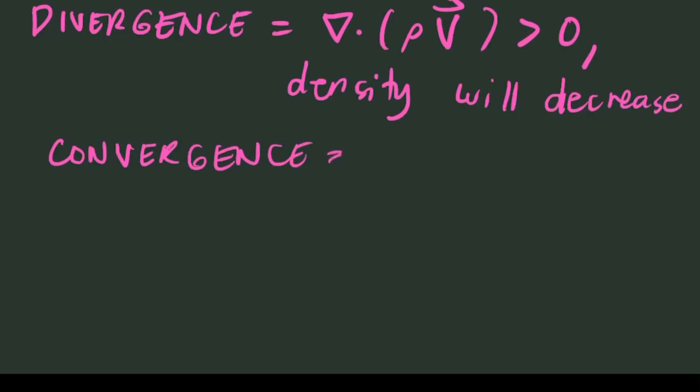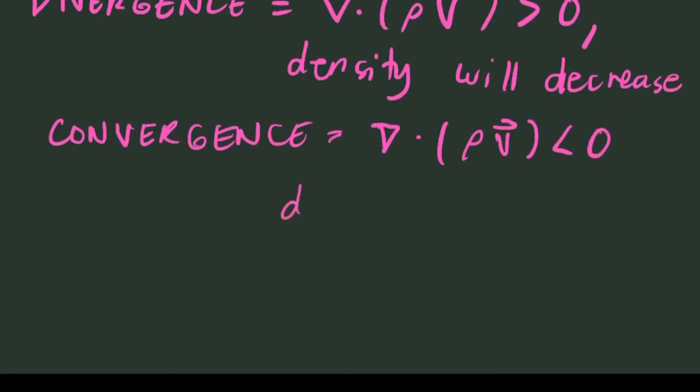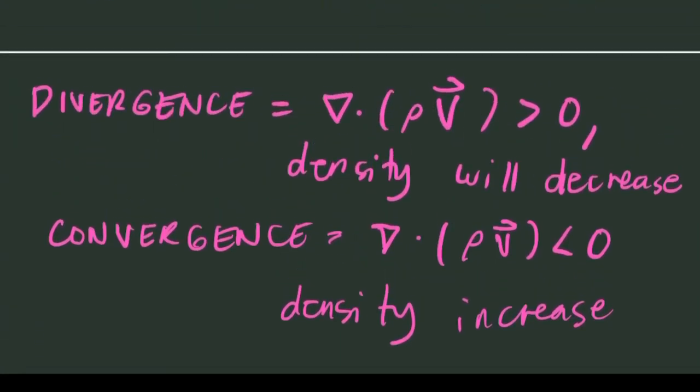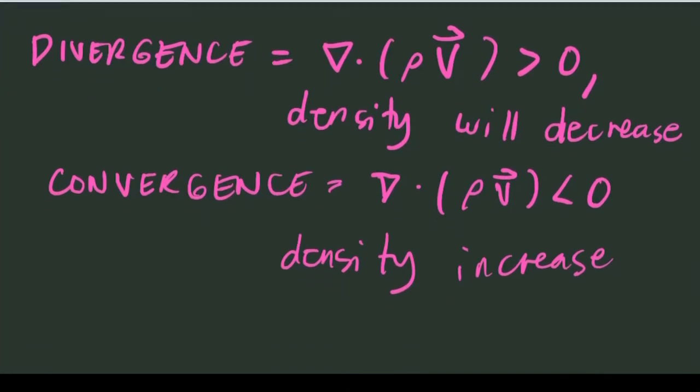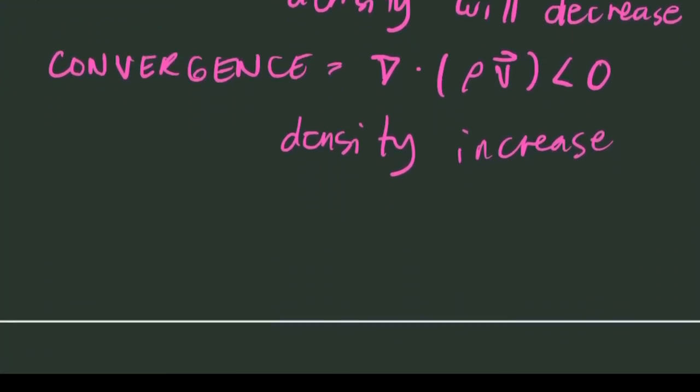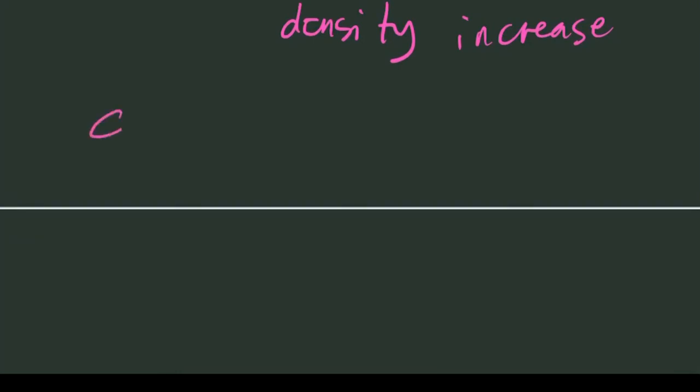Convergence equals gradient dot rho v is less than 0. Therefore, your density increases. So, ibig naman sabihin ito, mas marami yung flux na pumapasok doon sa fixed point in space mo kaysa doon sa lumalabas. By the way, this continuity equation na dinerive natin ay para sa Eulerian reference frame.